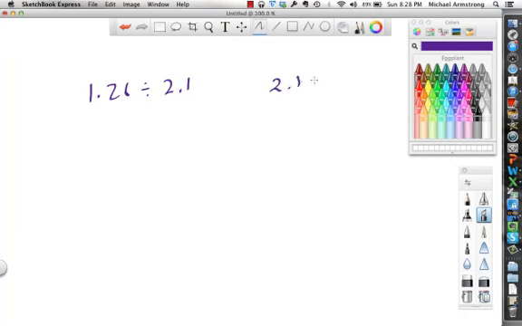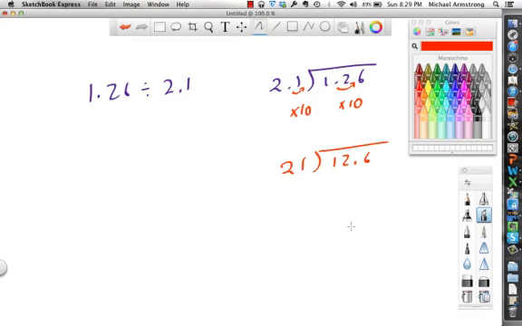This is 2.1 goes into 1.26. Now, if I were doing long division here, I would multiply by 10. This is the long division side, and the decimal would move over one place. And see, it's okay if it just moves over one place in this problem. Then we get 21 goes into 12.6. Now, this is still a decimal problem, but we know how to do this. All we do is put the decimal up on top, and then we say, how many times does 21 go into 12? Well, it doesn't, so 0.